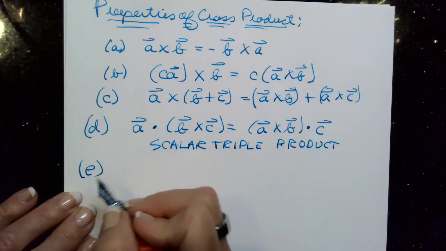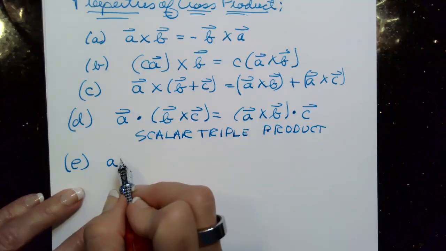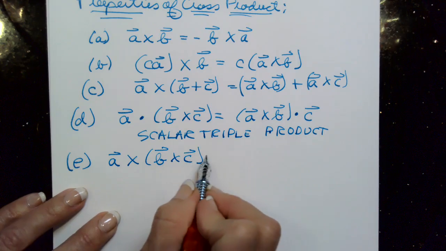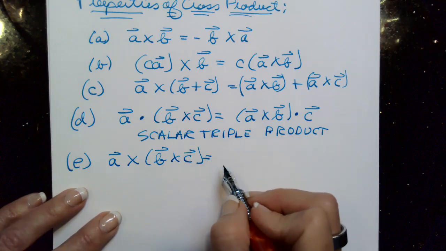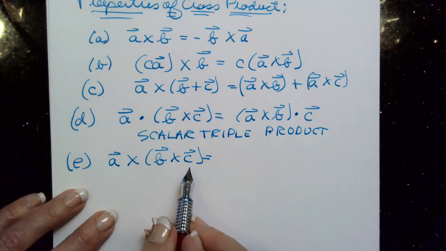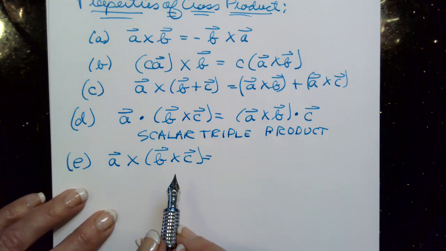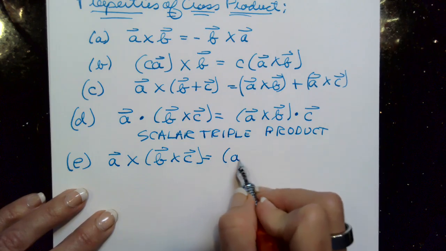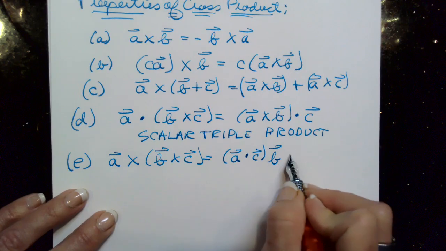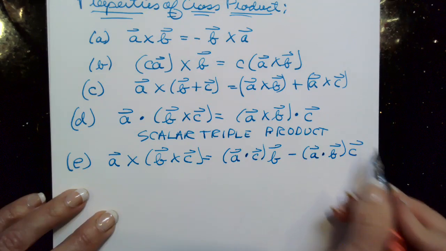And another important thing is the vector triple product. So if you take A cross B cross C, that is the same as, this is tricky. Okay, now make sure you understand this. This is a vector because when you take the cross product of two vectors, you get a vector. And I'm taking another cross product, so I still end up with a vector. But this turns out to be A dot C times B minus A dot B times C.